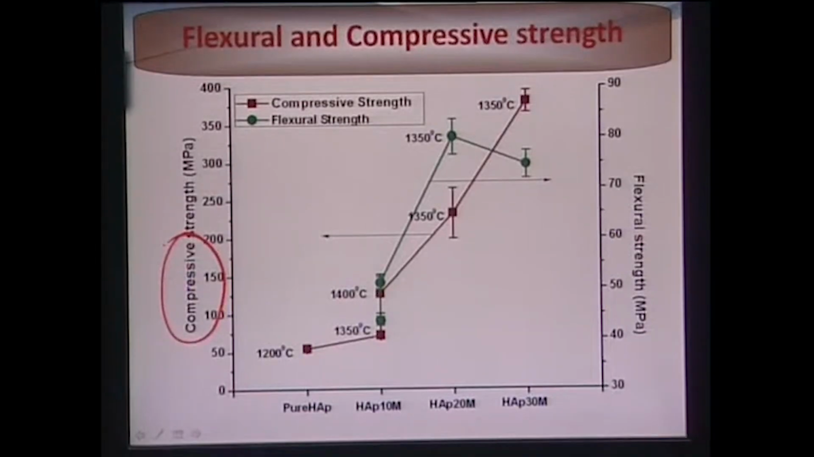Let's look at the strength properties. For ceramic materials, you can measure only the compressive strength. Compressive means you can take a sample, put pressure from both the ends, and then measure the load at which the sample is broken. From that you can calculate the compressive strength.